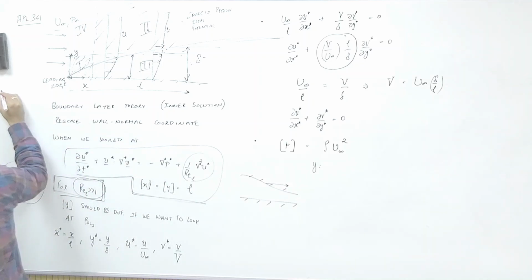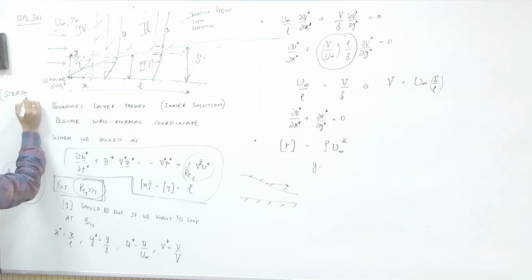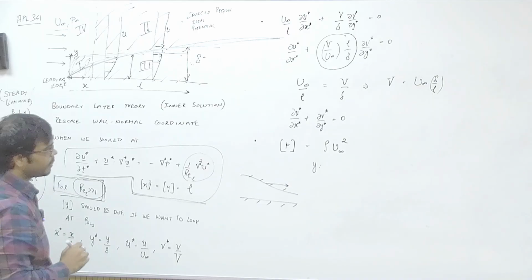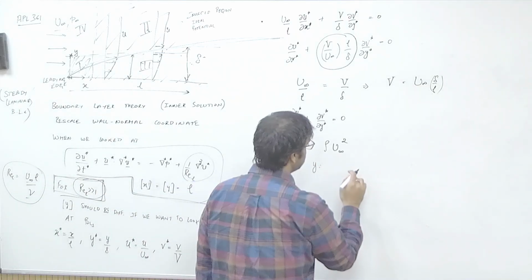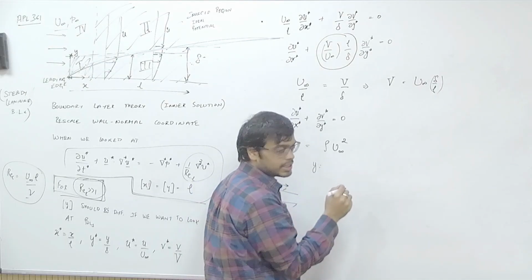We are looking at steady boundary layers. As I was discussing yesterday, there is no mathematical equivalent of this assumption, but we are looking at laminar boundary layers. So I am going to drop the unsteady term everywhere. So let us non-dimensionalize our y momentum equation without the unsteady term.